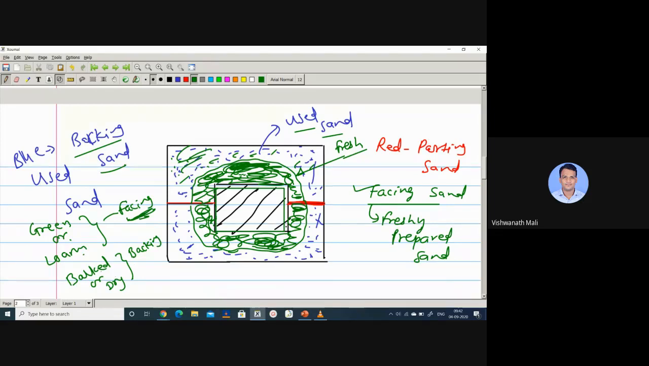Right? Have you got this? Yes, sir. Whatever the green or loam sand is, that will be used as facing sand, and whatever the baked sand, means our used sand, that is used for backing purpose. Don't be confused between bake and back. Baked sand and backing sand. So these are the types of sand.